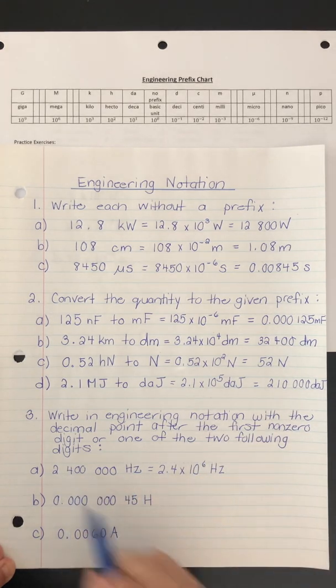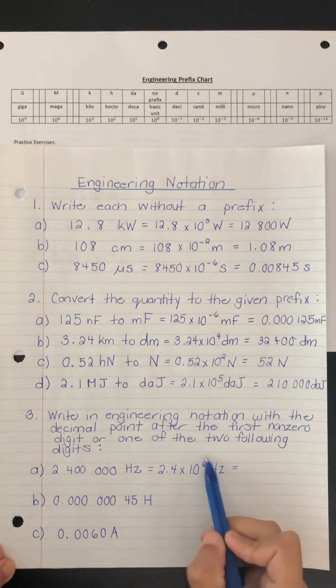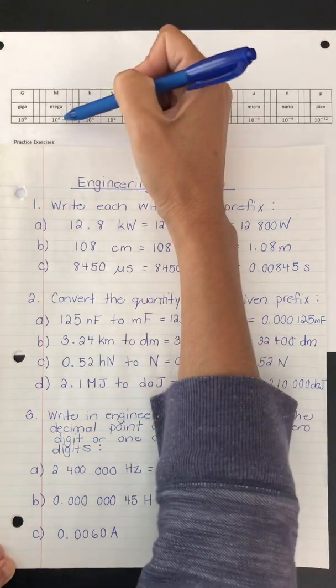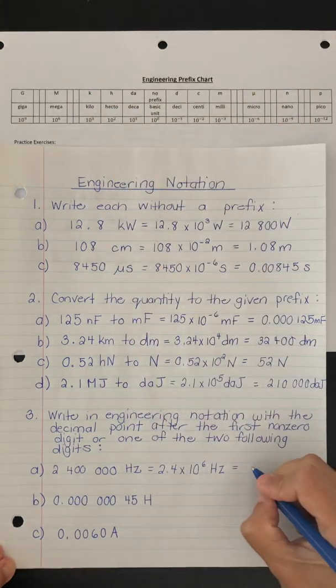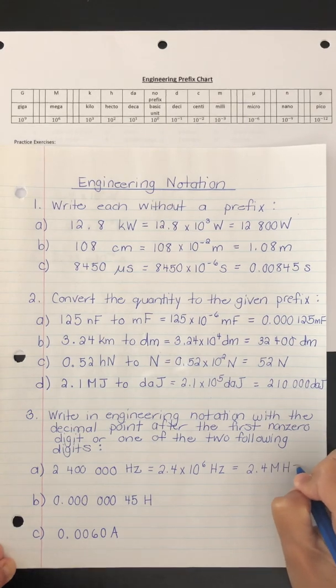3, 6. And then look up 10 to the 6 in the chart, and it is mega. So we end up with 2.4 megahertz.